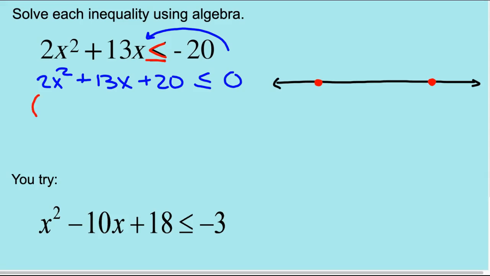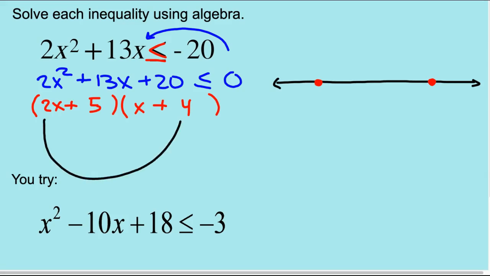Does this one factor? I think it does. Let's see, 2x and x. Factors of 20. I'm going to start with the close ones together, 5 and 4. I'm going to actually put the 5 there and the 4 there. I think that's what works. Yep. Because now my outside products gives me 8x and my inside products gives me 5x, and together that makes 13x.